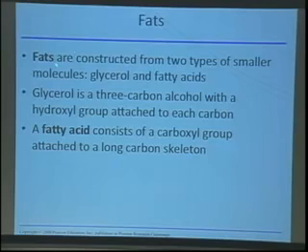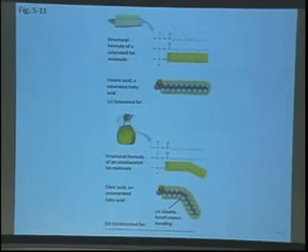Okay? So fats are constructed from two kinds of smaller molecules: a glycerol molecule, which is a type of sugar that has 3 carbons in the backbone, not 6 like we see in glucose, and fatty acids. Glycerol is an alcohol with a hydroxyl group attached to each carbon. And a fatty acid consists of a carboxyl group attached to a long carbon skeleton. The next slide shows how these actually come together to form a molecule of fat.